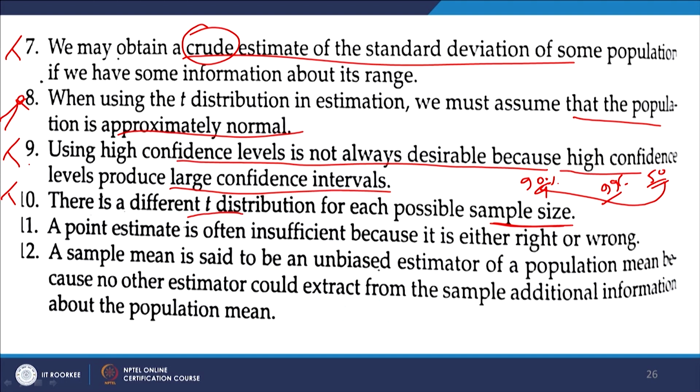A point estimate is often insufficient because it is either right or wrong. Is this statement true or false? Yes, this statement is 100% true, because when you go for point estimation, and if the estimation is not correct, then it would be wrong. So, it is always good to go for interval estimation rather than point estimation. So, point estimation is insufficient because it is either true or false, right.